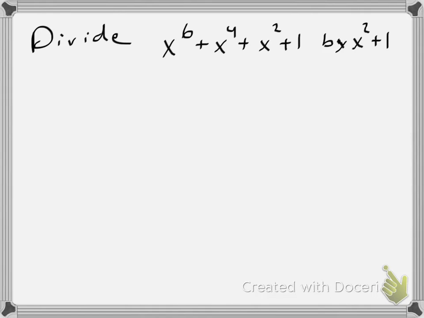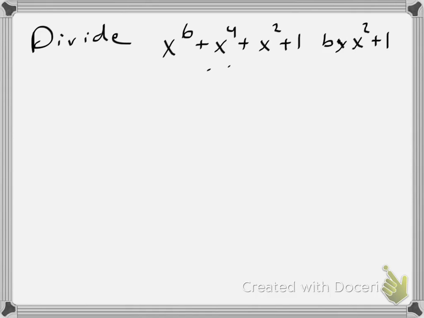Hello everyone. In this video I'm going to look at using long division to divide x to the 6th plus x to the 4th plus x squared plus 1 by x squared plus 1. When we do long division, we want to make sure we have, for our dividend as well as our divisor, all our descending order for each power set up.